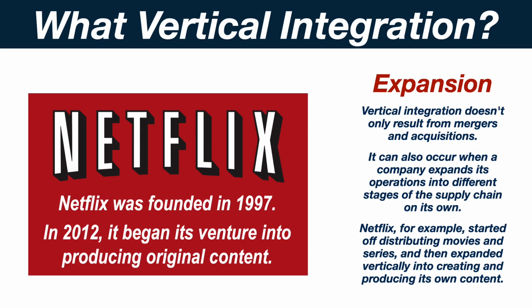Vertical integration doesn't only result from mergers and acquisitions. It can also occur when a company expands its operations into different stages of the supply chain on its own. Netflix, for example, started off distributing movies and series, and then expanded vertically into creating and producing its own content.